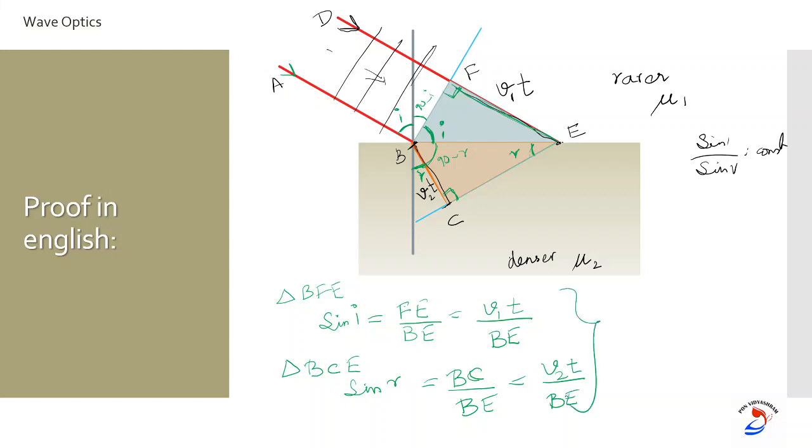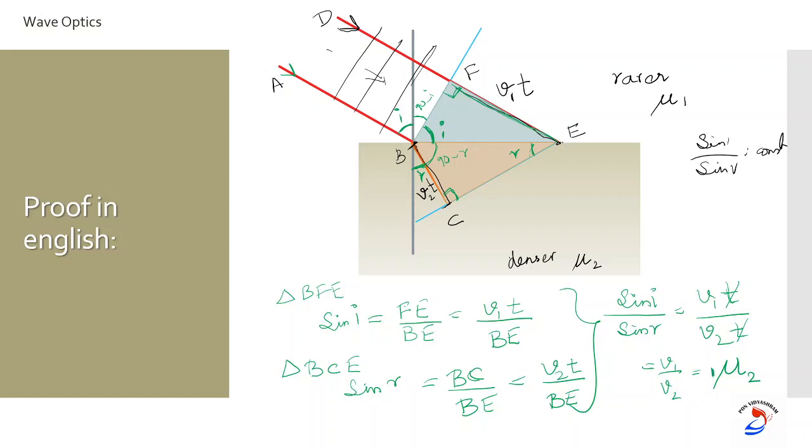Now taking these two together, if I do sine I divided by sine R, what will this be? It will be V1t divided by V2t. BE and BE will get cancelled. Here t and t can get cancelled. This is nothing but V1 by V2, which is nothing but the speed of light in the first medium divided by the speed of light in the second medium. You can define it as V2 by V1.